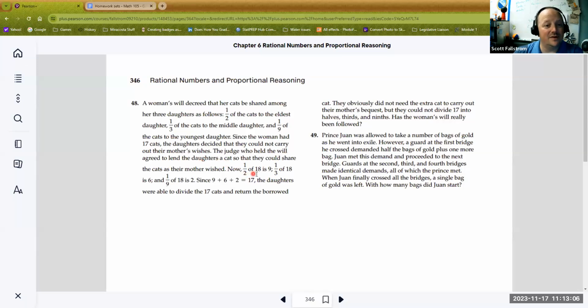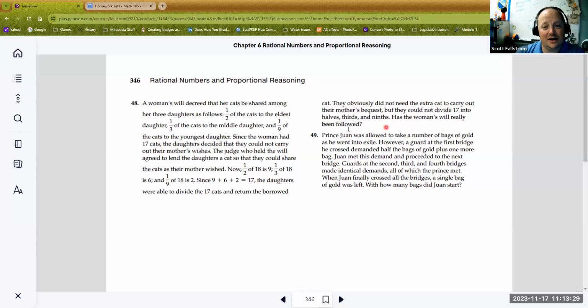And then half of that cat, half of the total now, half of 18 is 9, a third of 18 is 6, and 1/9 of 18 is 2. 6 plus 9 plus 2 gave them 17. The daughters were able to divide the cats up, and they actually returned the borrowed cat to the judge because they didn't need the extra one. Has the woman's will really been followed?